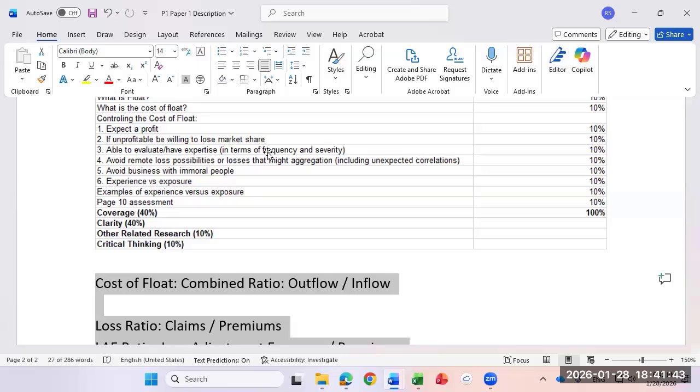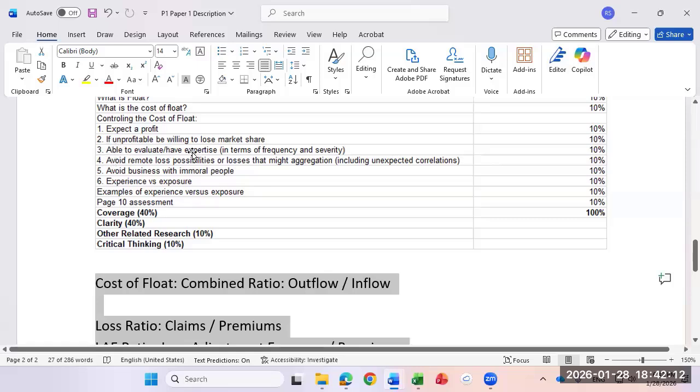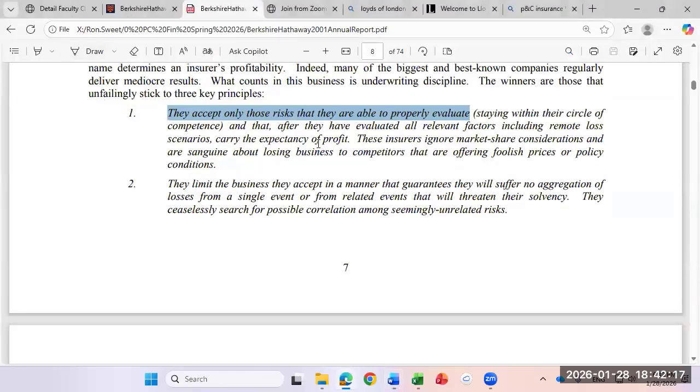So if you can't assess both of them, you might say, well, I know we're going to have a major earthquake every 7 years. I just don't know how big it's going to be. So there you know frequency, but you don't know anything about severity. Or you say, wow, if we have a 10 earthquake on the Richter scale, we're going to lose $10 billion. I just have no idea what probability that is. Then you know severity, but you don't know frequency. So you have to know both of these. You're able to evaluate it. You have expertise on both frequency and severity. All right, staying with their circle of competence.